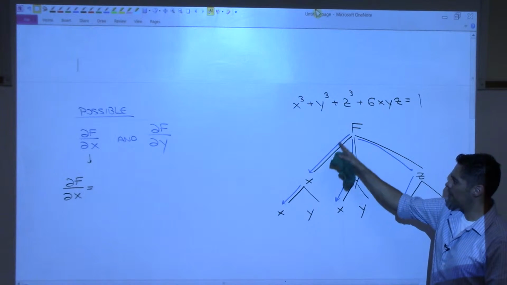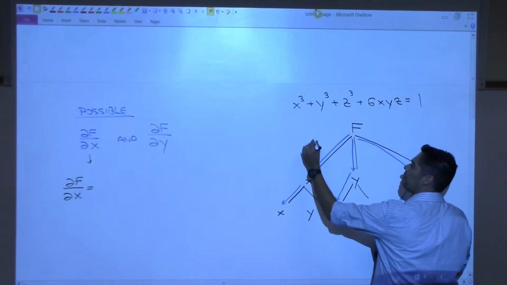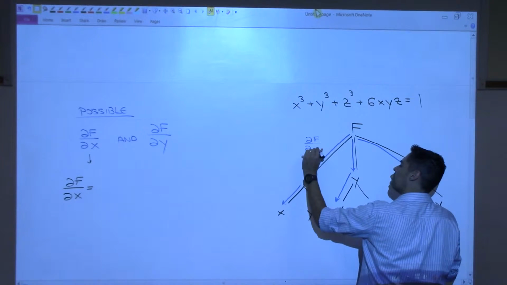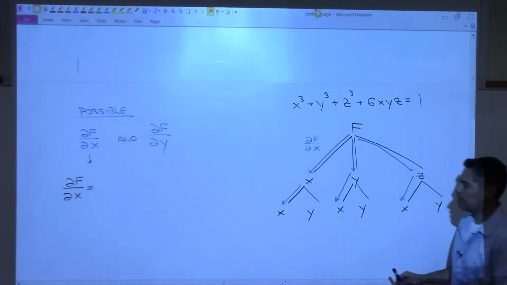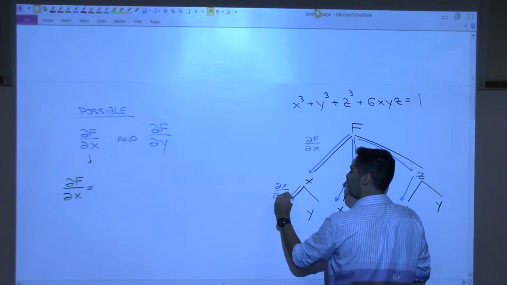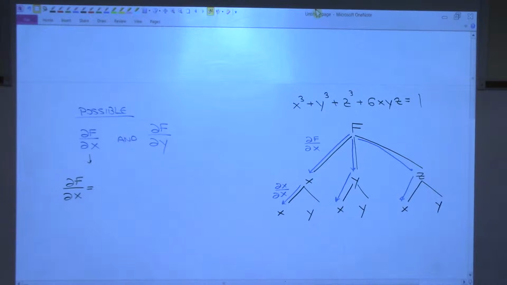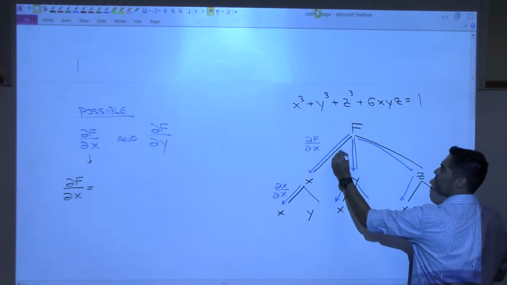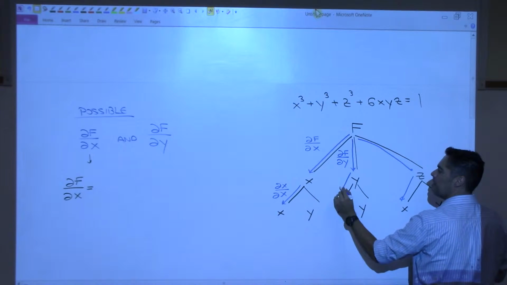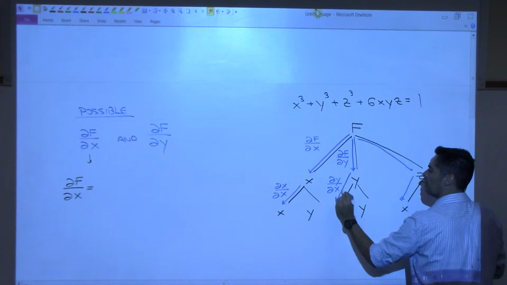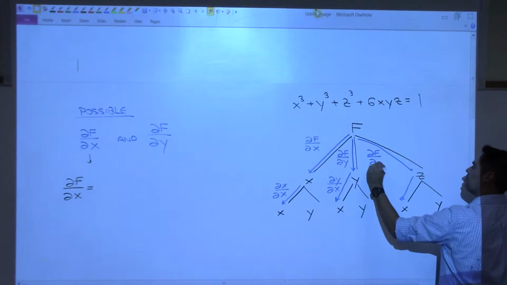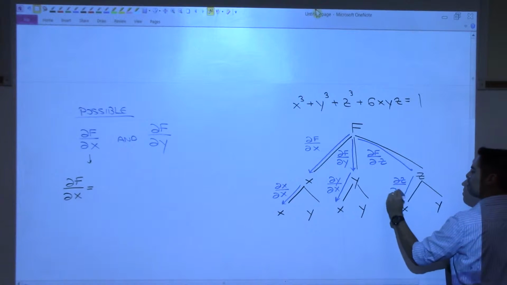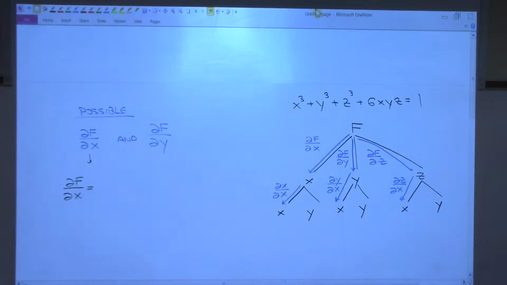Okay, let's try this first one. Here to here is partial of capital F with respect to X. What about this branch? Partial X with respect to X. That's like dx dx. What's dx dx? It's 1. But that's not going to matter; we'll get to that later. Then I come down here, partial capital F with respect to Y, and then partial of Y with respect to X. Yeah? And then this one, partial capital F with respect to Z, and then partial Z with respect to X. So it's very similar to what we did before.